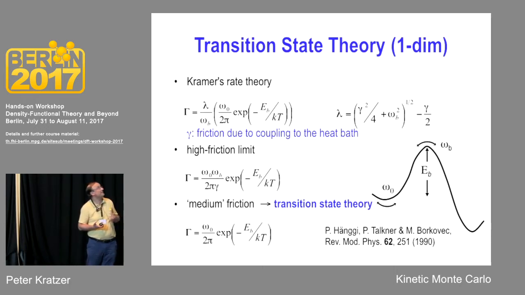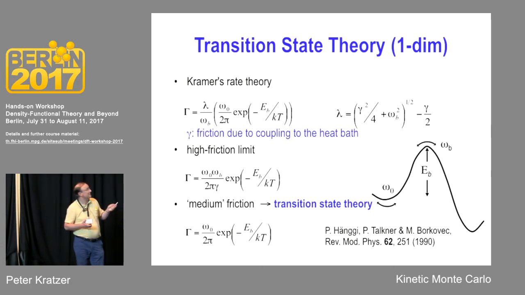So there is some theory called transition state theory. You can find in this review many things about it, and it comes in different variants depending on how strong the coupling to the bath is. Gamma here is the quantity of the coupling, and there is Kramers rate theory, there is a high friction limit, or there is a medium friction case, and this is actually the case we are considering mostly.